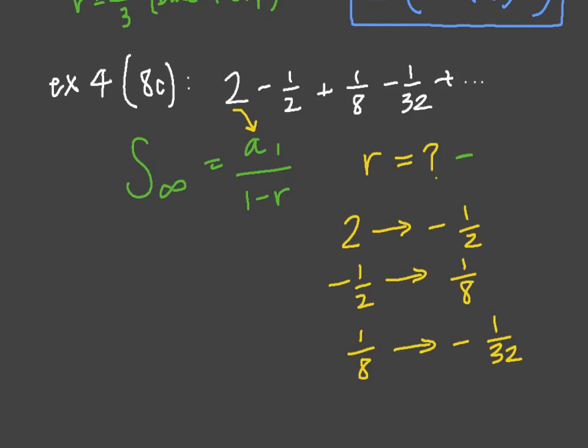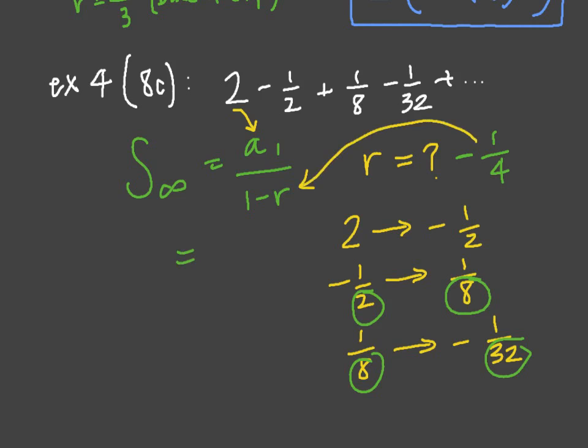How does 2 become a half? How does a half become an eighth? So let's focus on the 2 becoming an 8, the 8 becoming a 32. So clearly it was multiplied by 1/4. The denominator is changing while the numerator isn't. So now we have everything that we need. We have a sub 1 and we have the common ratio, and that's it. So you're just plugging in and simplifying.